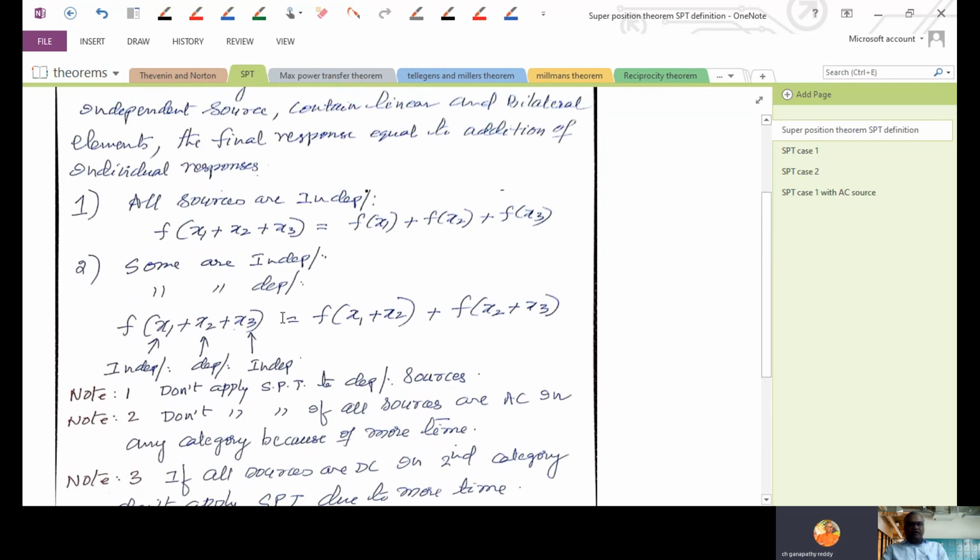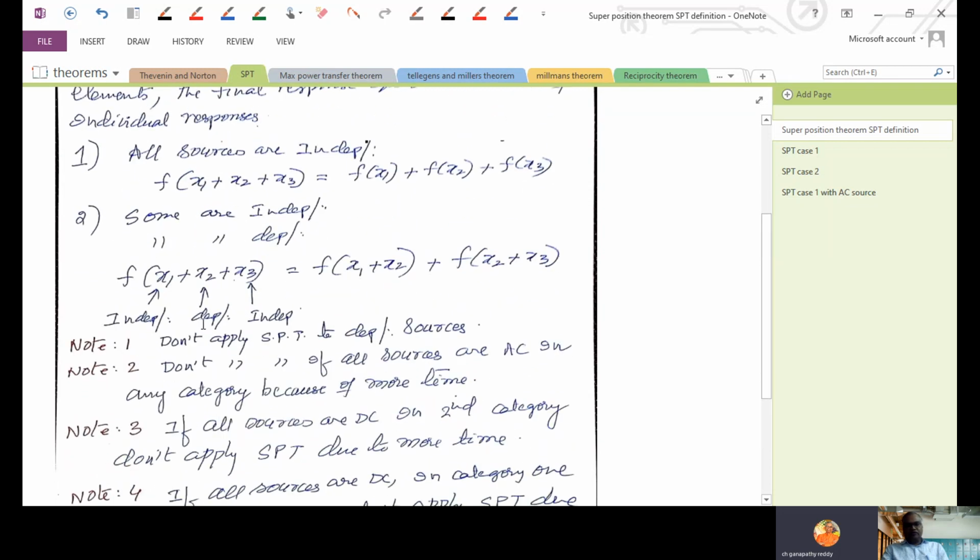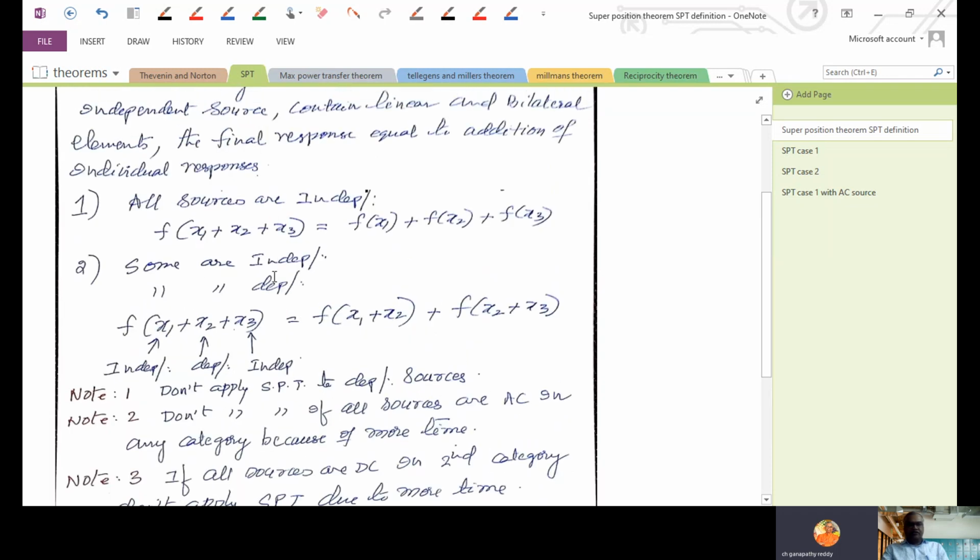Second category, if all are DC sources, don't apply. Why? Second category, what is the specialty? Combination of dependent and independent sources. So this comes under two source problem. Here you have to solve by nodal or mesh analysis.